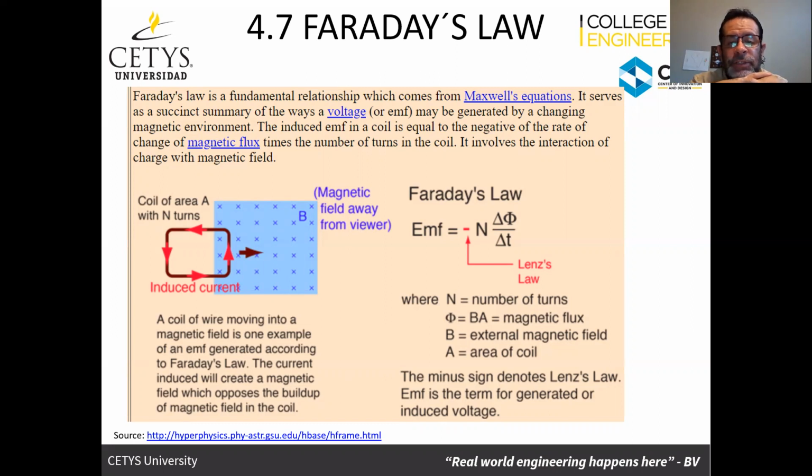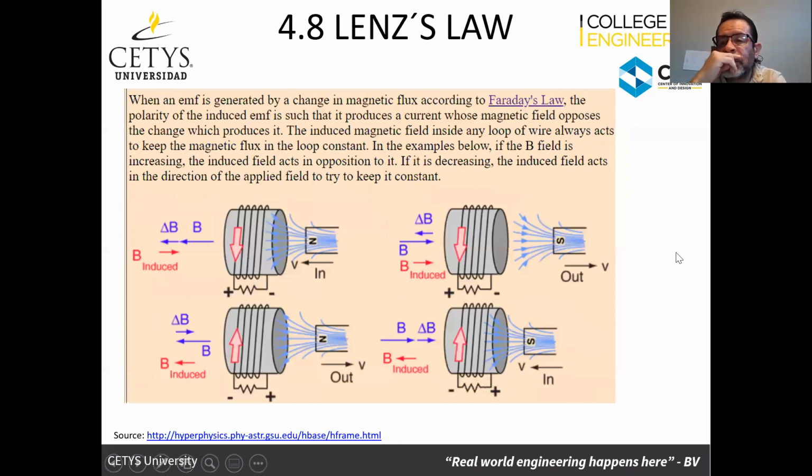And then there's that negative sign there, which is Lenz's law, that only states that the voltage being induced and the current is going to be opposing the change in the magnetic flux. And that's basically Lenz's law. Depending on how the magnetic flux is being affected or changed, the voltage or current that's induced is going to go against that.